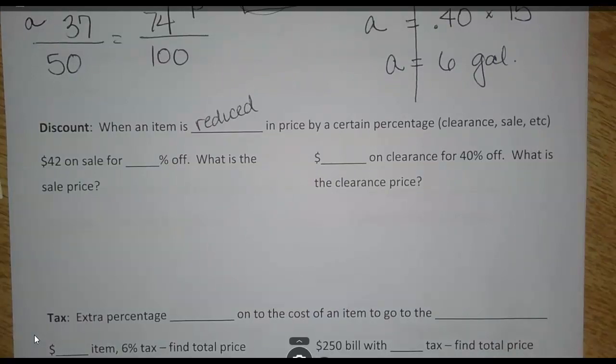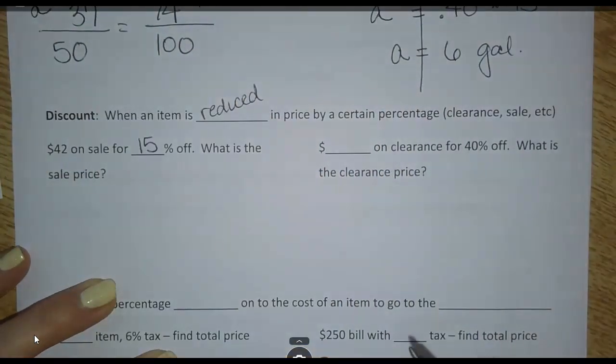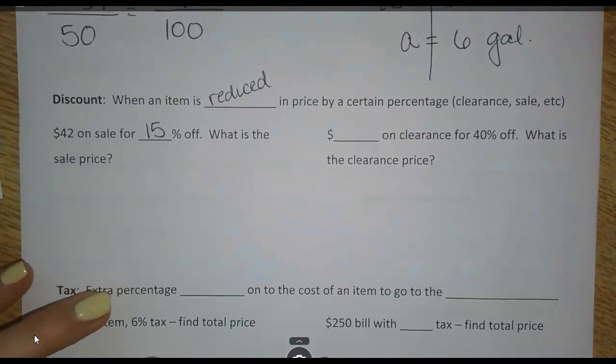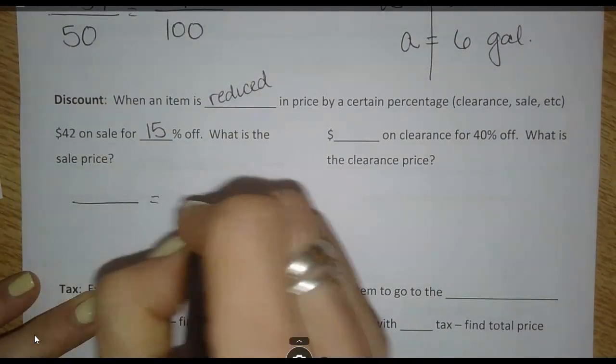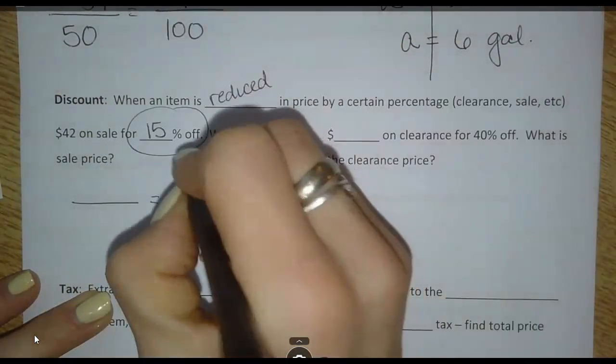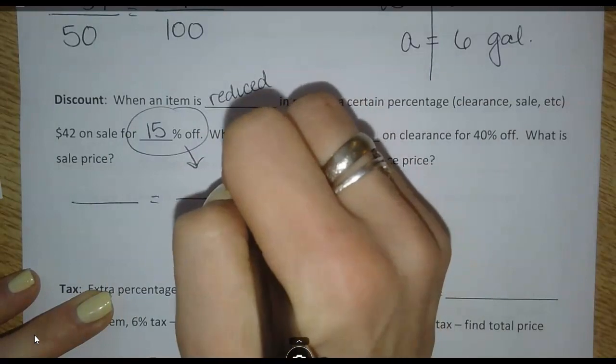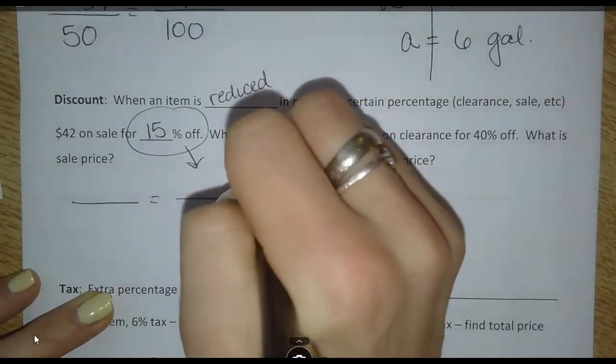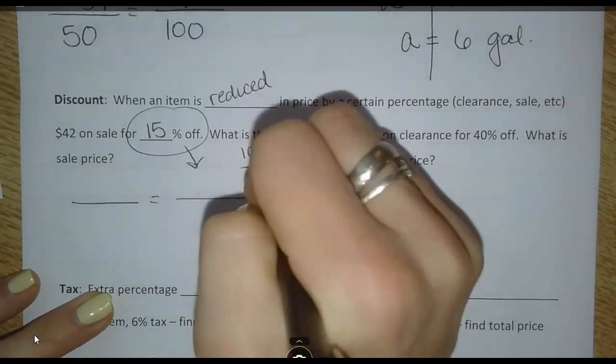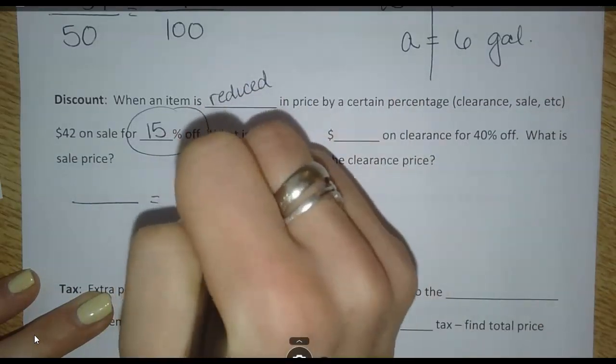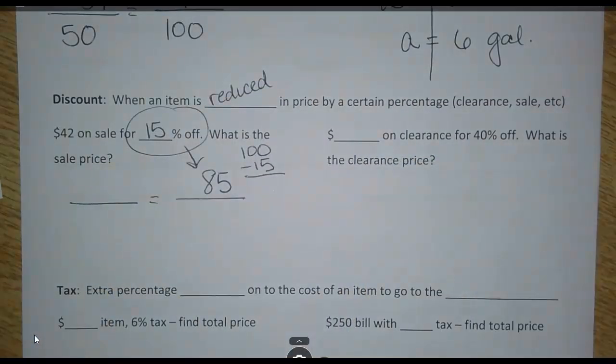So something is $42 and it's on sale for 15% off. What's the sale price? Okay, let's do a proportion. Well, if it's 15% off, what do you have to pay for? So I'm going to take that 15% away, and I get that I'm still paying for 85%. So that's my new P that I'm going to plug in for my work.